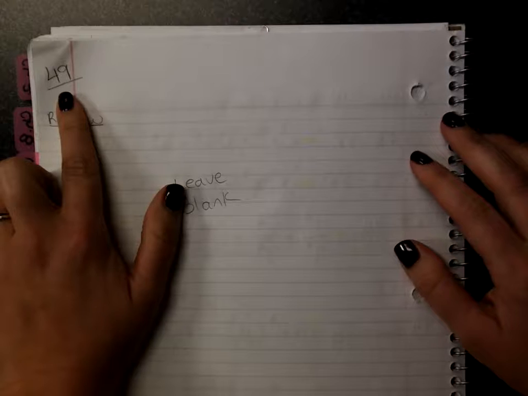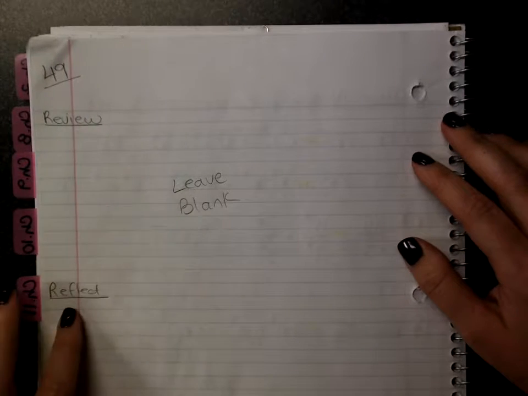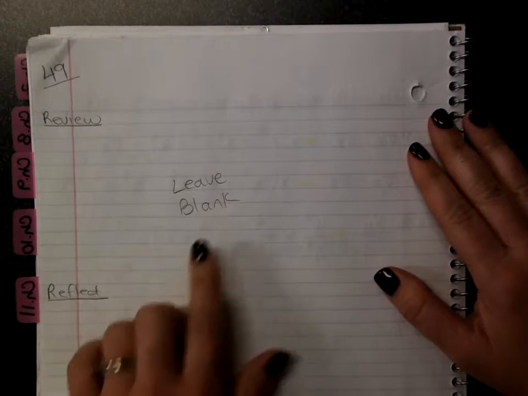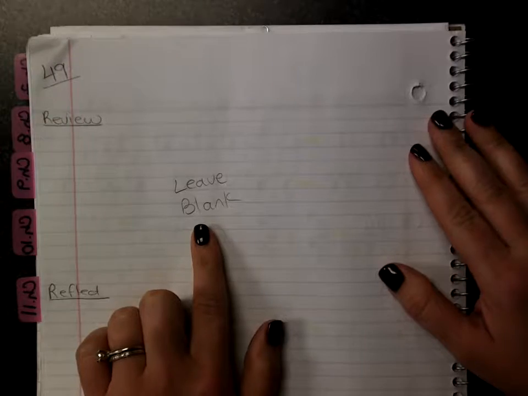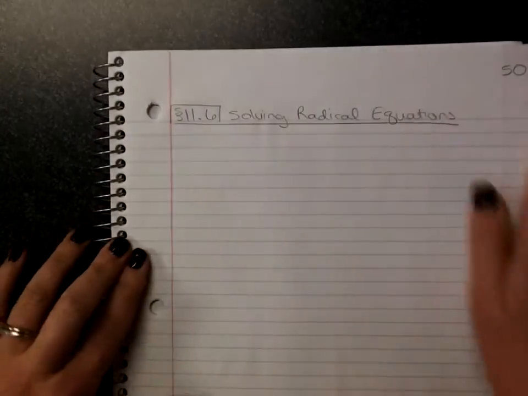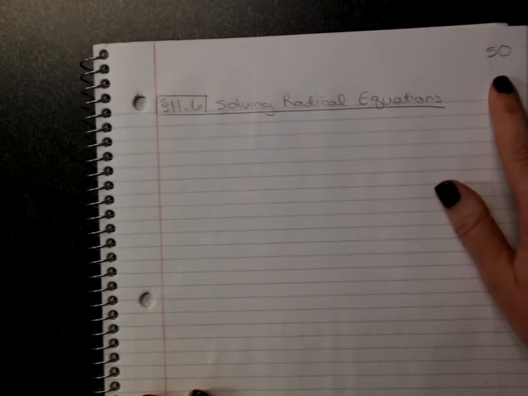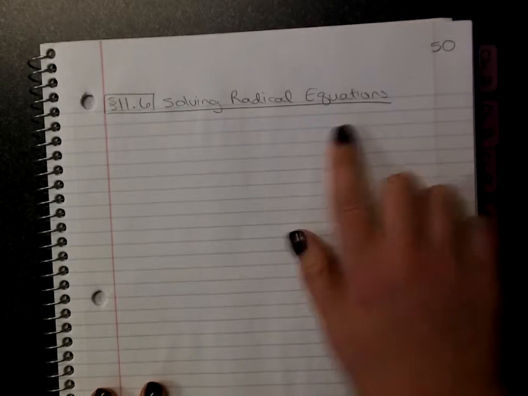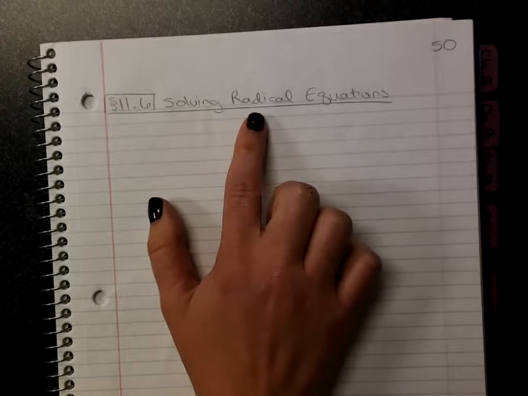Alright, so turn to a clean set of pages. The left side will be page 49. That's normally a review and a reflect, but I'm not going to worry about that for the video. You can just leave that page blank. And then when you turn over, you should be on page 50. And this is section 11.6 on solving radical equations.